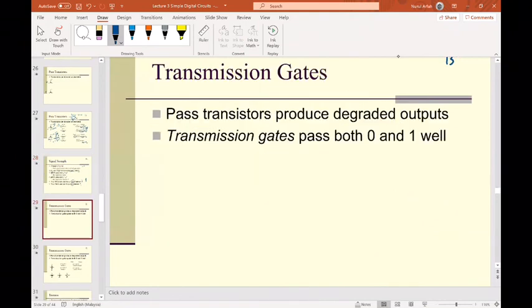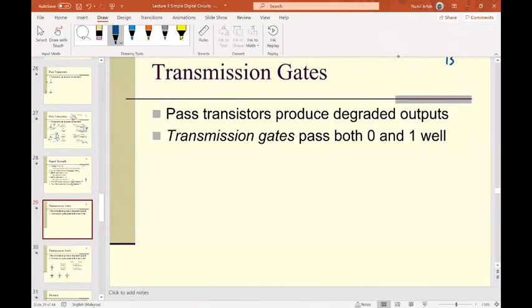Transmission gates. Prof. Anis, do we record this one? Yes, it's recording, right? I think we paused it a little bit before. But here it's written recording. It's recording. Okay.